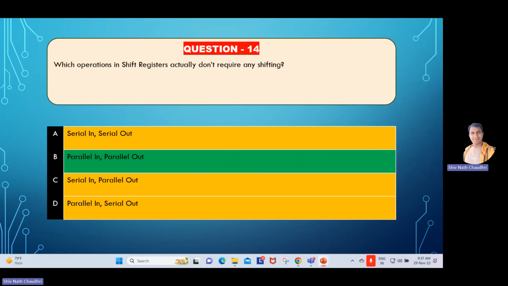So we can say parallel in, parallel out, that is PIPO, is not actually a shift register, although it is one of the shift registers, but no shifting operation happens in PIPO.